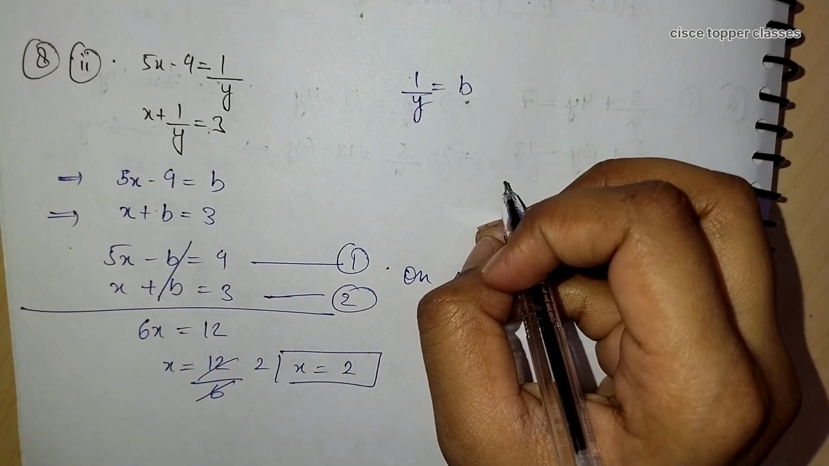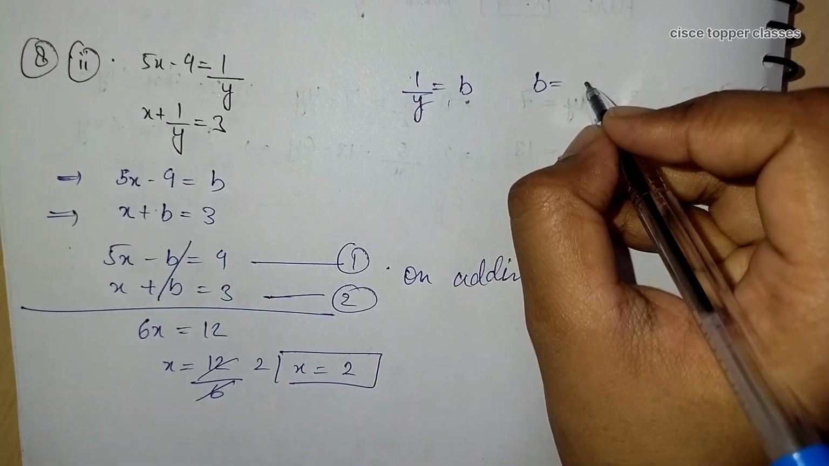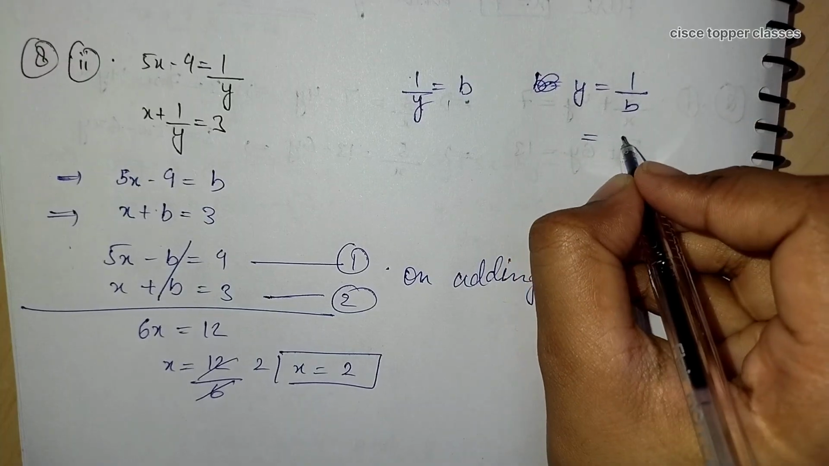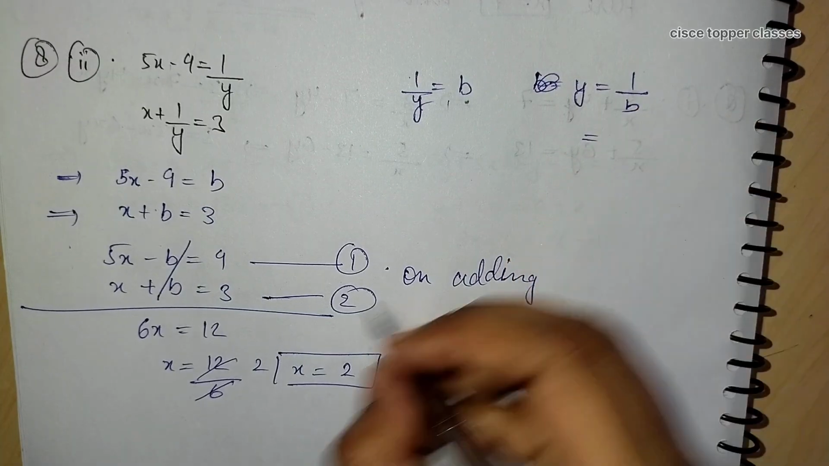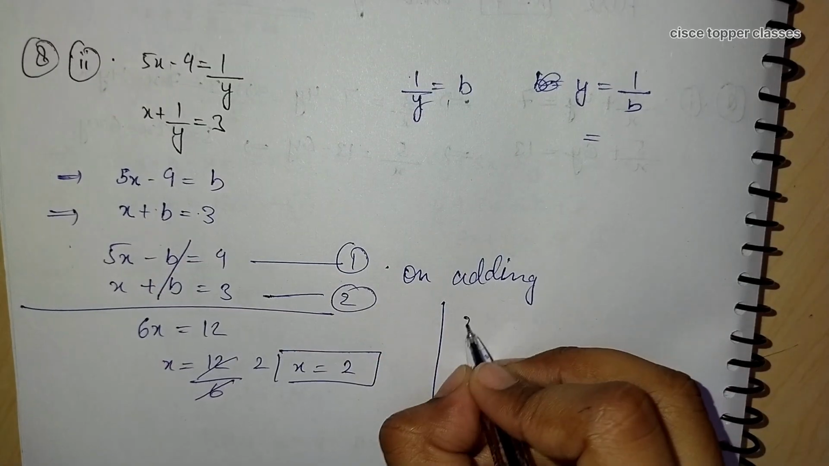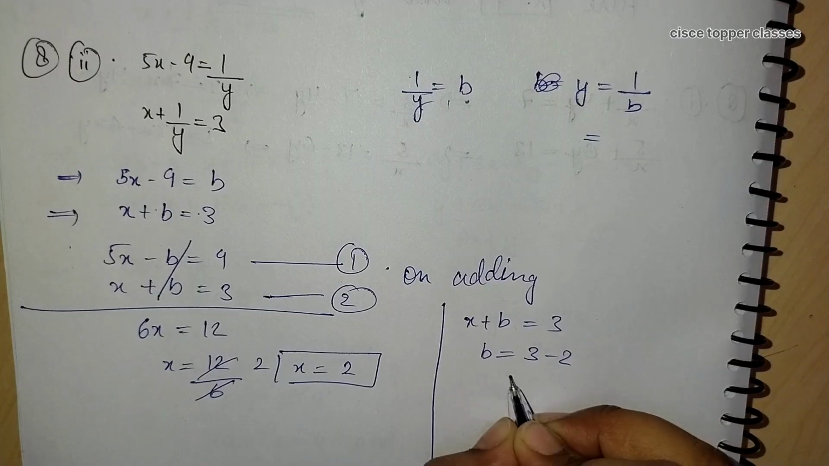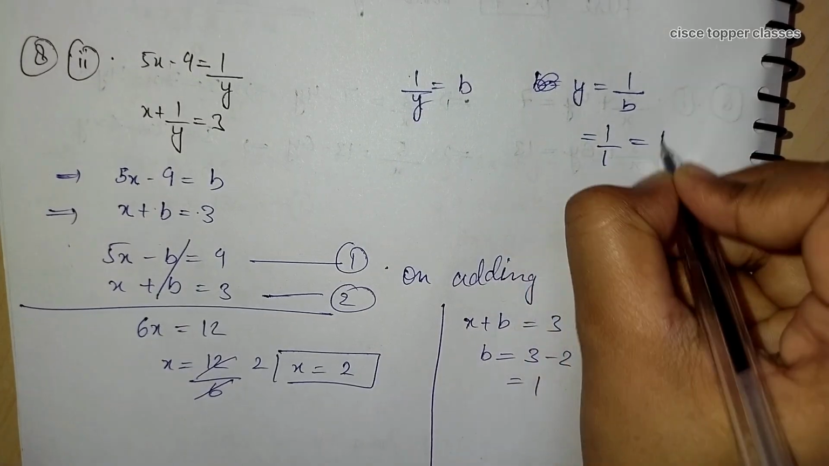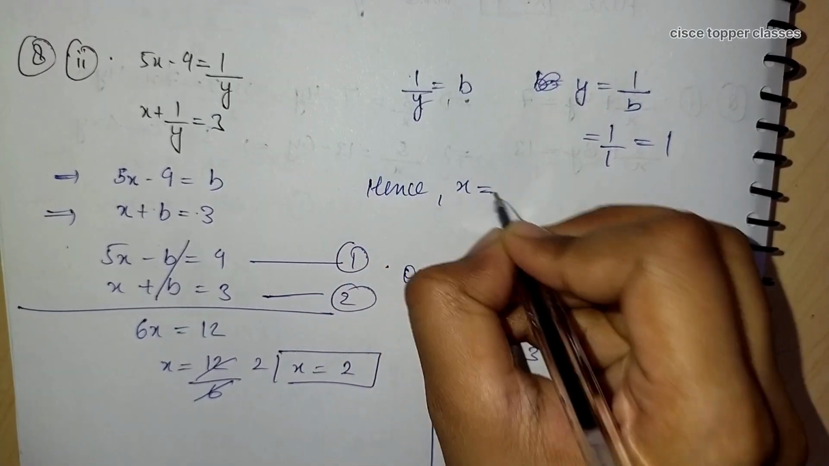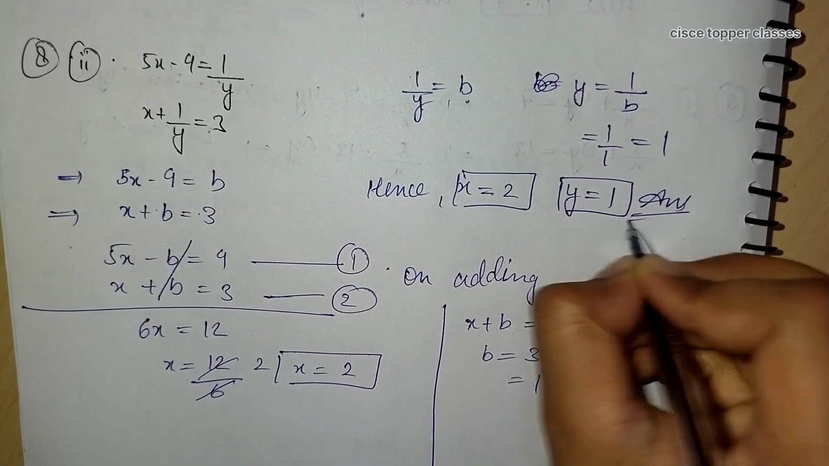Value of x from here is 2. And now we can find the value of y from here. Y is equal to 1 by b. Firstly we will find the value of b by putting in this equation. So x plus b is equal to 3. Here b is equal to 3 minus 2. From here it is 1. So 1 by 1 is equal to 1 only. Hence the final value here is x is equal to 2 and y is equal to 1. This is the answer here in this question.